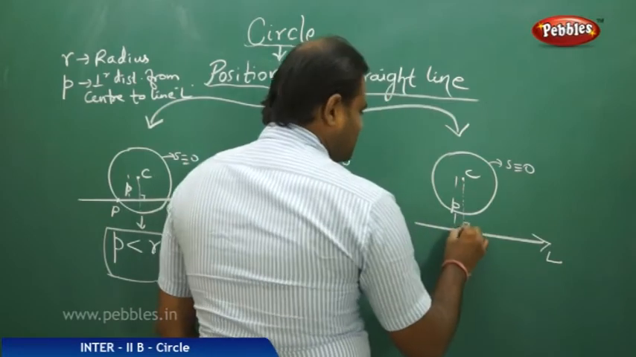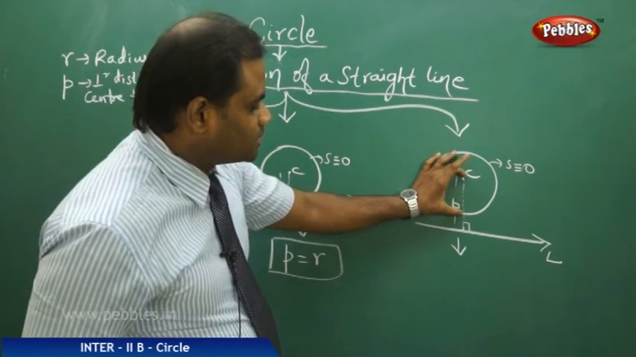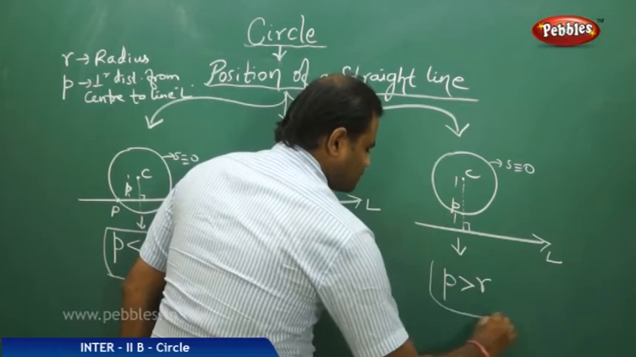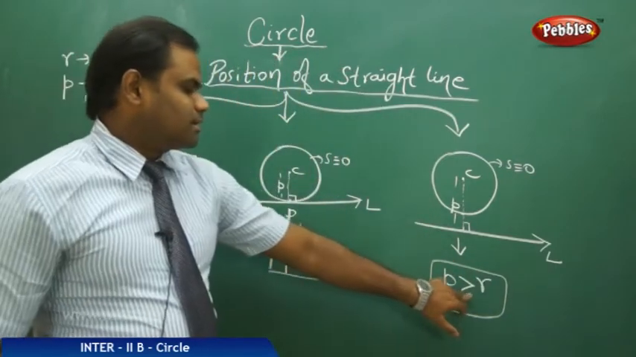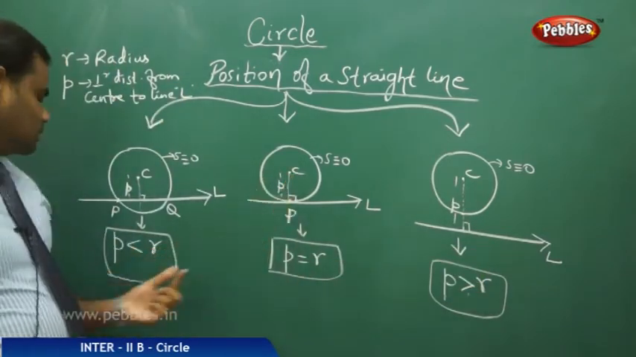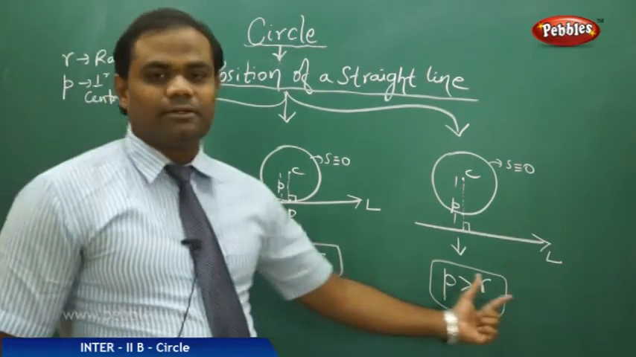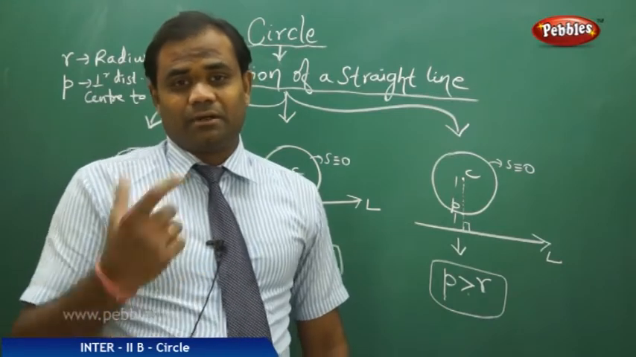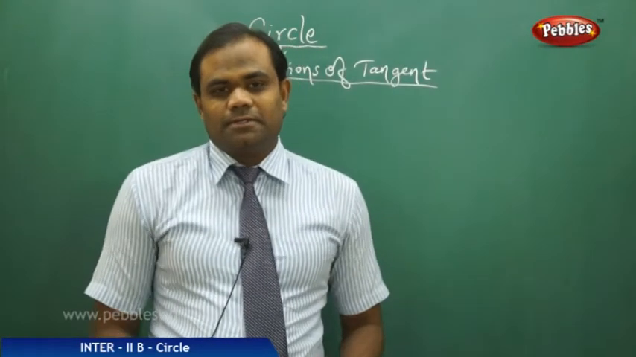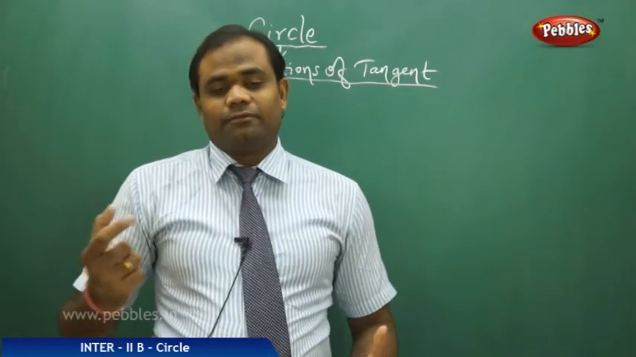Now I see that p is greater than the radius, which ends only till here, and p is still here. So clearly p is greater than r. Therefore, when p is greater than r, the line does not meet the circle. When p is equal to r, the line touches the circle, and when p is less than r, the line intersects the circle. This is how we understand the three different cases, connecting the radius with the perpendicular distance from center to the line. Now let's see the equations of tangents for the circle in various different forms.